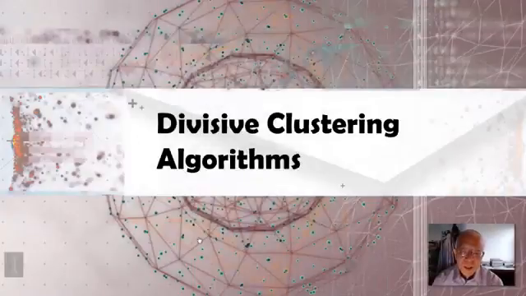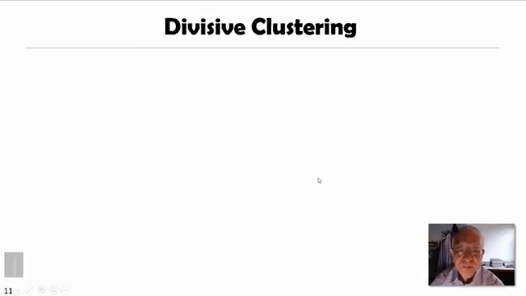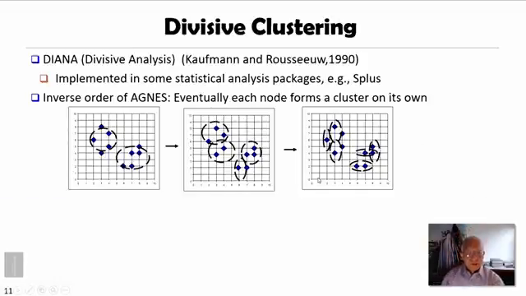In this session, we examine more detail on divisive clustering algorithms. We already introduced a general concept of divisive clustering. Essentially, we start from a big single macro cluster. Then we try to find how to split them into two smaller clusters. We continue doing this. Finally, every single node becomes a singleton cluster.